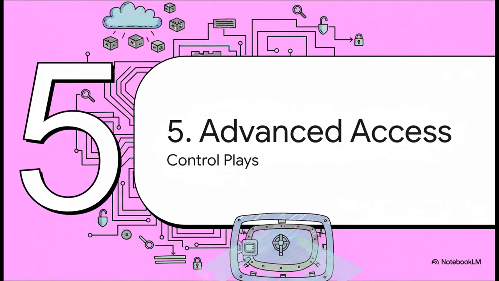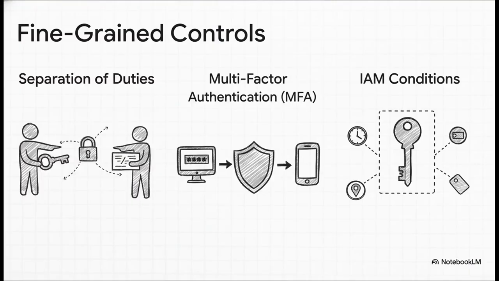So we've got the fundamentals locked down. Now, let's level up and look at a few advanced plays. These are the tools you'll pull out when you need to really fine-tune access for your most sensitive stuff. We've got three key concepts here. First, separation of duties. This is the idea that no single person should hold all the keys. For example, the person who can spin up resources shouldn't also be the person who pays the bills. Next, MFA. This is just a must-have for your important accounts, adding that second security checkpoint. And finally, IAM conditions, which let you get super specific about when and how someone can get access.